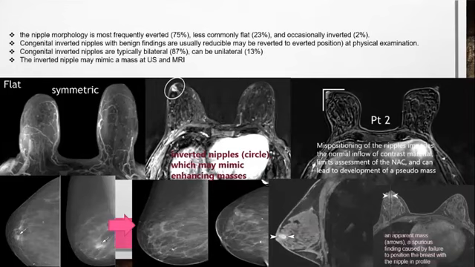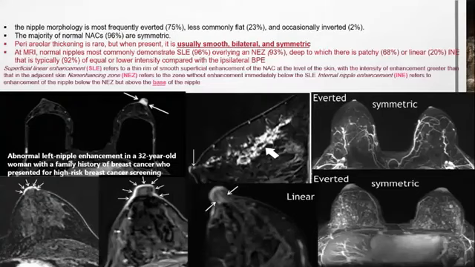So congenital inversions are benign findings, usually reducible. If we are doing the ultrasound, you might find it is being re-everted in positions. While pathological, usually fixed, and usually asymmetrical. And congenital nipple inversion is usually bilateral, but in some percent, like 13%, can be unilateral, and an inverted nipple sometimes, as we mentioned here, can mimic a lesion or a mass.